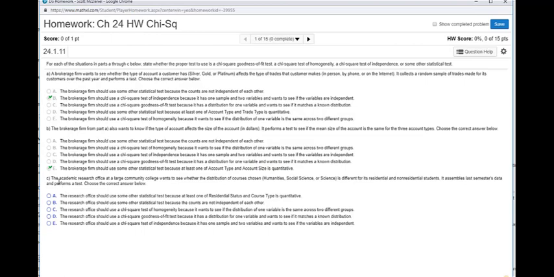Close one. Part C. The academic research office at a large community college wants to see whether the distribution of courses chosen, humanities, social science, or science, is different for its residential and non-residential students. It assembles last semester's data and performs a test. Choose the correct answer below.